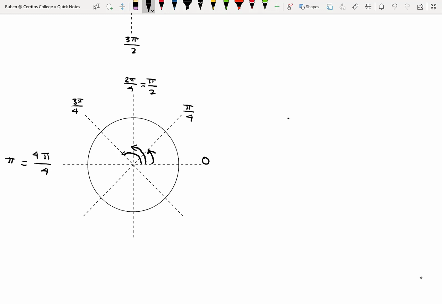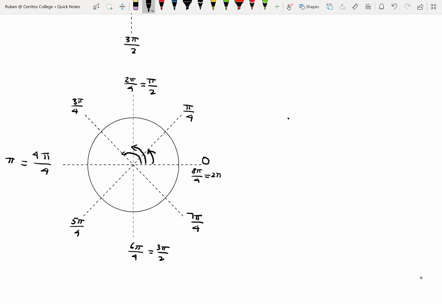I'm not going to actually draw them in. I'll just put the angles at the end of the dotted lines. 5 pi over 4 would be a quadrant 3 angle. 6 pi over 4, adding another pi over 4 to 5 pi over 4, reduces to 3 pi over 2. 7 pi over 4 is in quadrant 4. 8 pi over 4 reduces to 2 pi. And remember, 2 pi gives us a complete revolution.